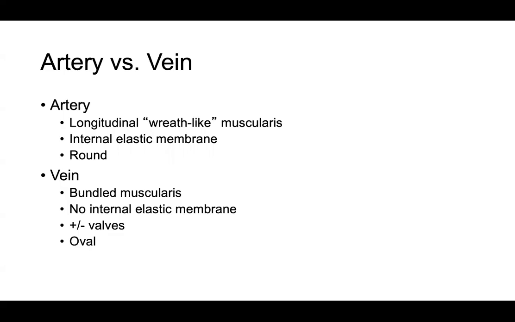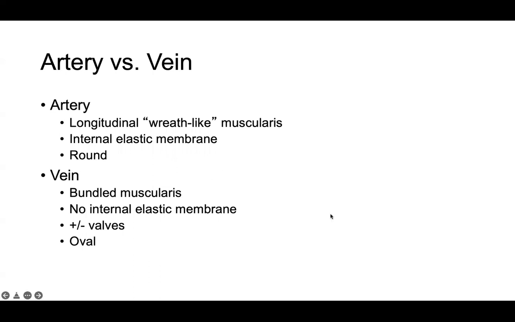Let's back up a bit and review the histology of arteries and veins. In basic histology, we learned about the structure of an artery versus a vein. An artery is going to have a lot more muscle around it, a wreath-like muscularis, because of the higher pressure the vessel has to undergo. You'll have an internal elastic membrane to allow the vessel to expand and contract with the pulsation of the blood pressure. And these are typically more round because they have more muscular structural integrity.